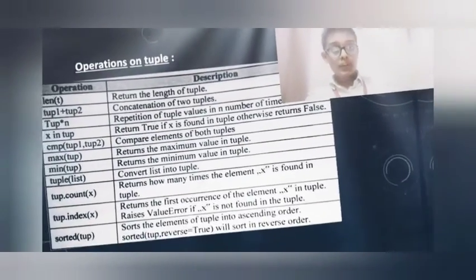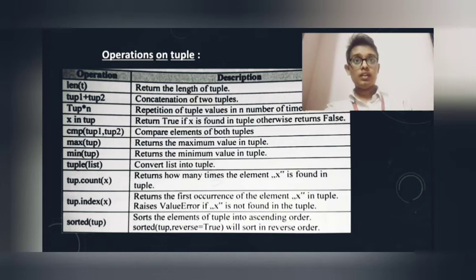Let us see some operations and methods on tuple. Let us see in the given picture. Operation length of tuple: in the place of variable t, we can write any variable name. It returns the length of the tuple. Tuple 1 plus tuple 2: here the plus operator acts as a concatenation of two tuples. And tuple asterisk n is used for repetition of tuple values a number of times. X in tuple returns true if x is found in the tuple, otherwise returns false.